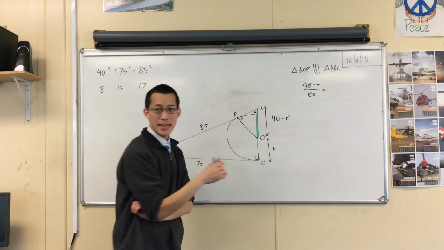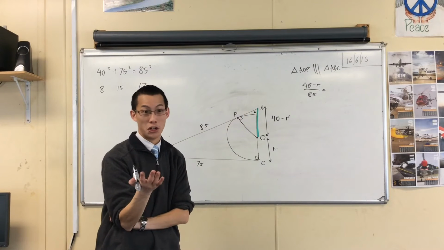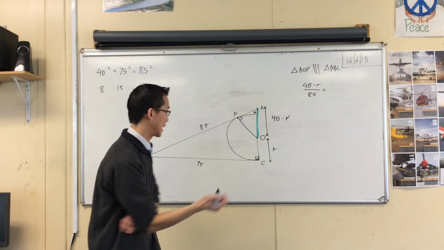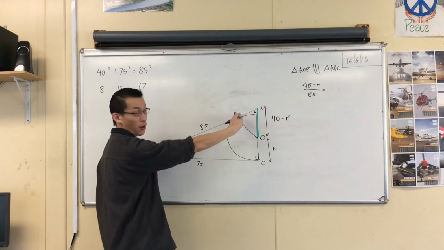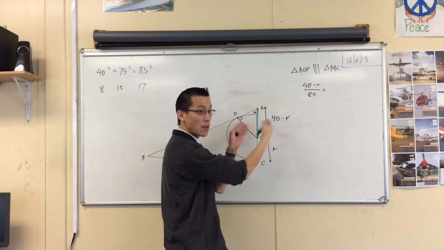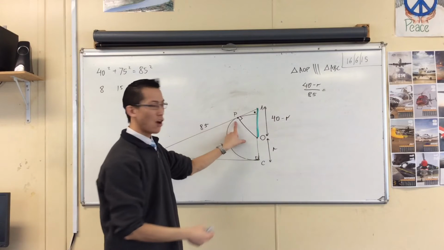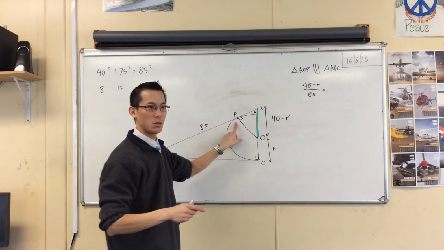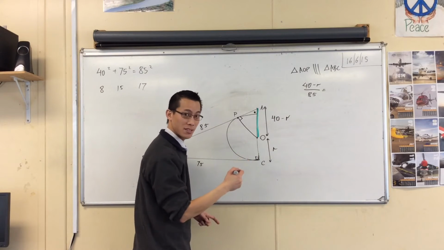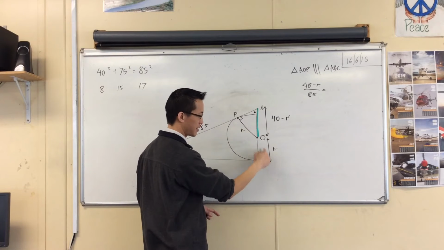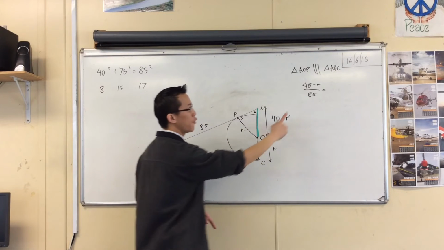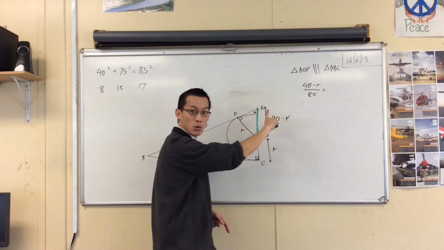AP. What's AP? Answer? Don't know. You don't have enough information. Like it's less than 85, clearly, but you don't know how much less. You have nothing about that. OP, on the other hand, you know exactly what it's equal to, right? What's it equal to? It's the radius. It's the same as this radius, right? So therefore, 40 minus r is the hypotenuse of the small triangle.